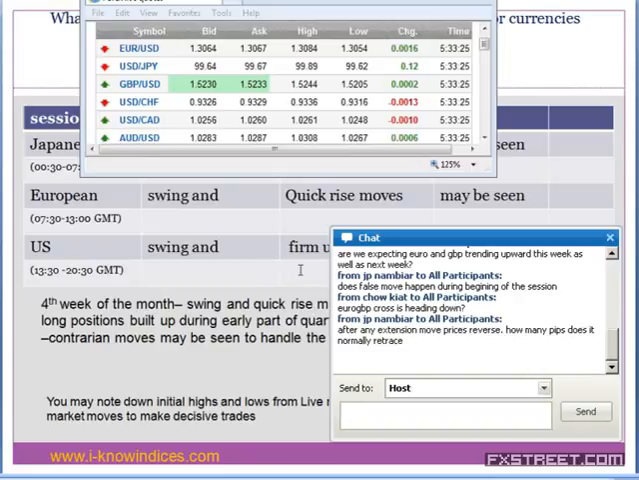Euro GBP cross heading down. Yes, Euro GBP is expected to come down.